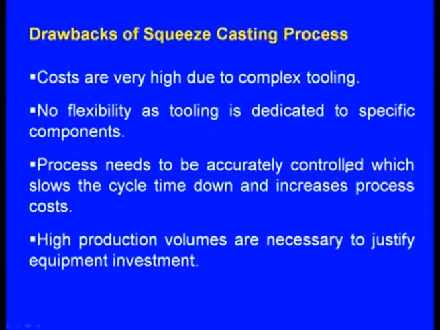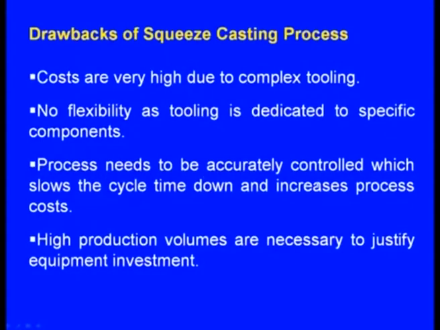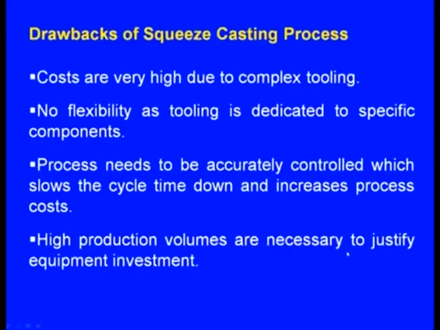Process needs to be accurately controlled, which slows the cycle time down and increases process costs. Next one, high production volumes are necessary to justify the initial investment. In sand casting, even 5 components or 10 components can be made, but once we procure this squeeze casting machine, high production volumes must be there, otherwise we can't justify the cost.